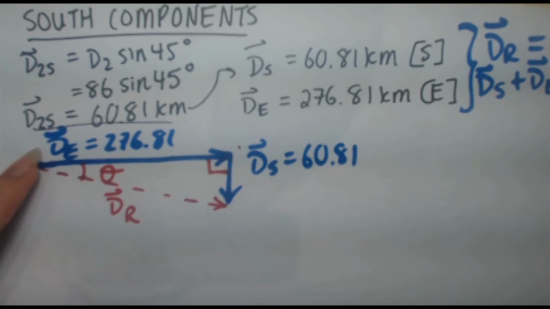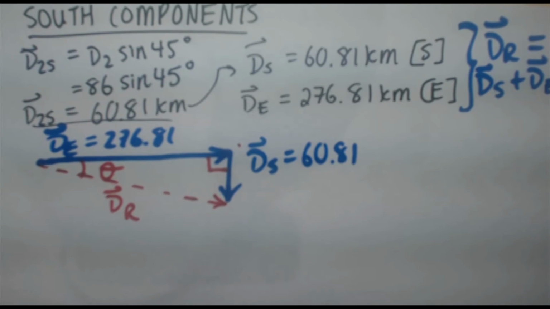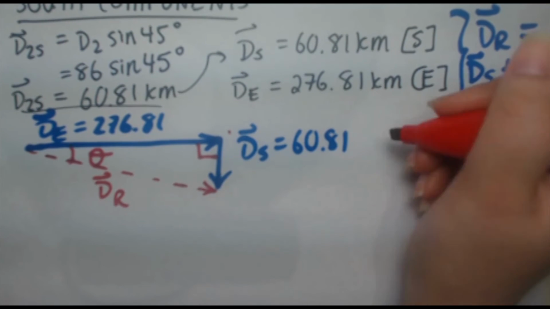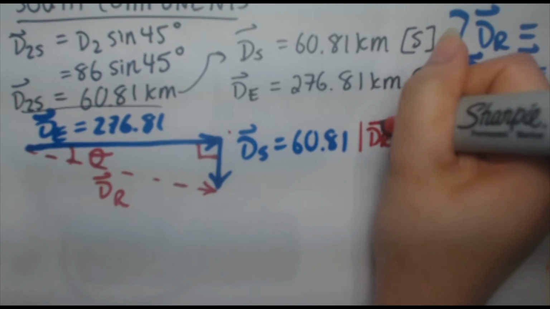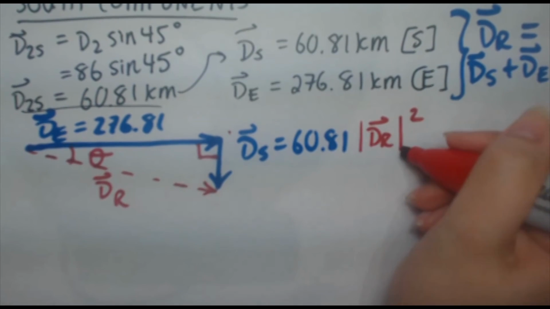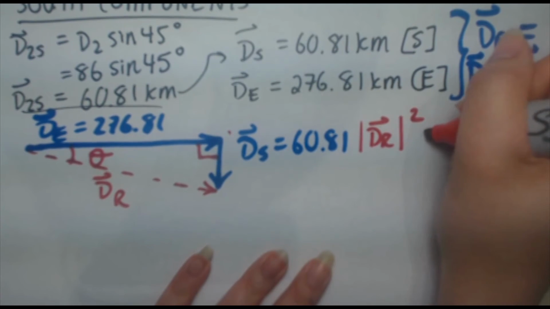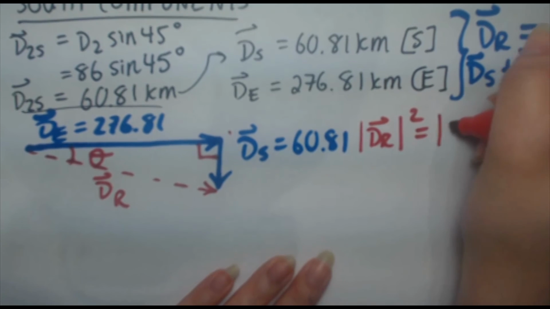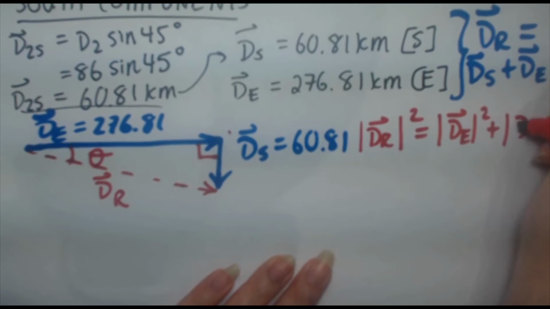Instead of a, we have dE. Instead of b, we have dS. Obviously, a and b can be switched, but this is what we've got, Pythagorean theorem. Okay, so I'm going to write that out here. So we've got dr, the magnitude. That's what these two vertical lines mean. The absolute magnitude of a vector is the scalar quantity. Okay, so dr squared is equal to dE squared magnitude plus dS squared.